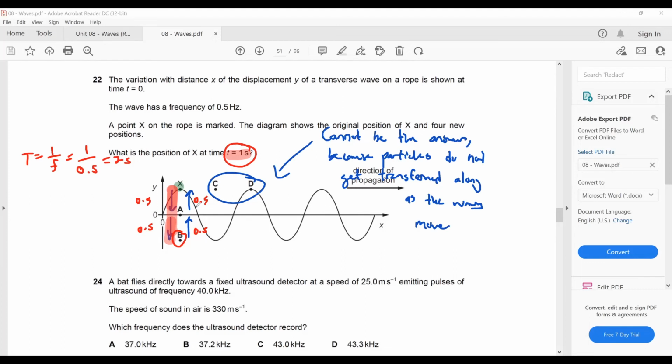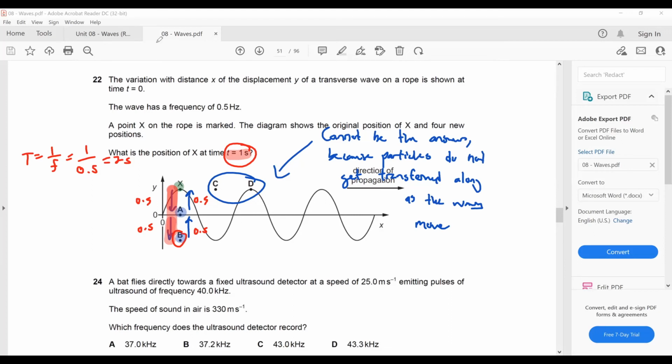All right. C and D you cannot choose because the particle itself doesn't get transferred to here. Just now, one of the first things that I mentioned to you at the beginning is that the particles will only oscillate about their equilibrium position. They do not get transferred from one end to another along with the wave profile. So it's just going to oscillate up and down, up and down. Your only possible answer choices is either just A or B.